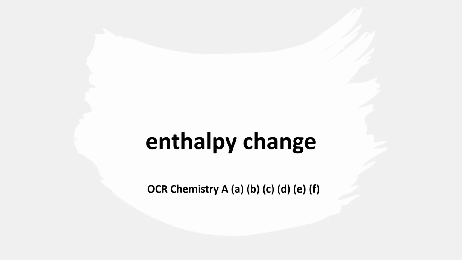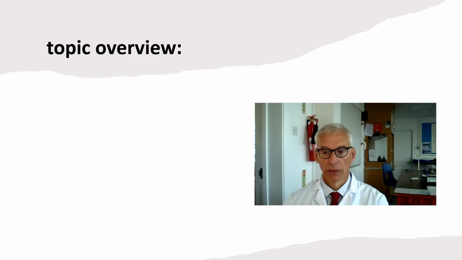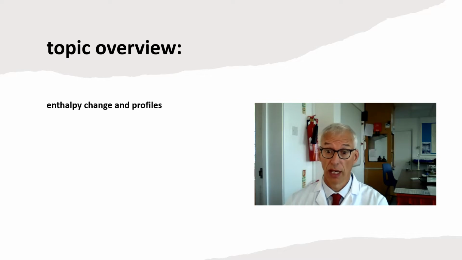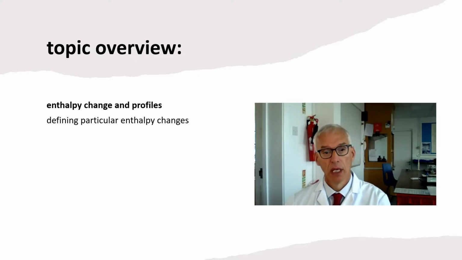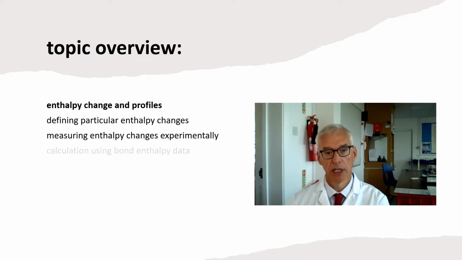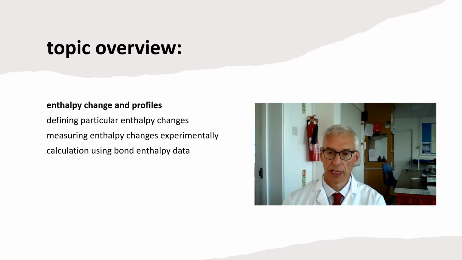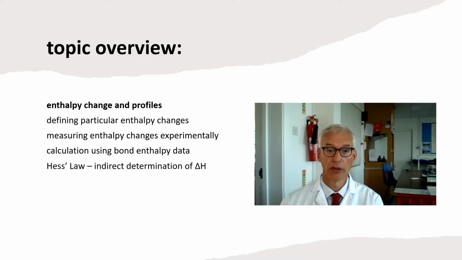Enthalpy change. For a lesson overview, we're going to first of all look at some enthalpy change diagram profiles. We're then going to move on to defining particular enthalpy changes, and these definitions must be known. We're going to look at measuring enthalpy changes experimentally and interpreting data. Then we're going to use bond enthalpy data to calculate enthalpy change. And then finally, we're going to look at Hess's law, which is a theoretical and indirect method for determining a particular enthalpy change.